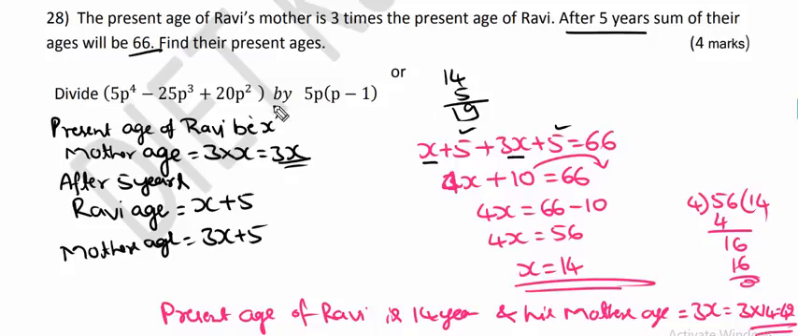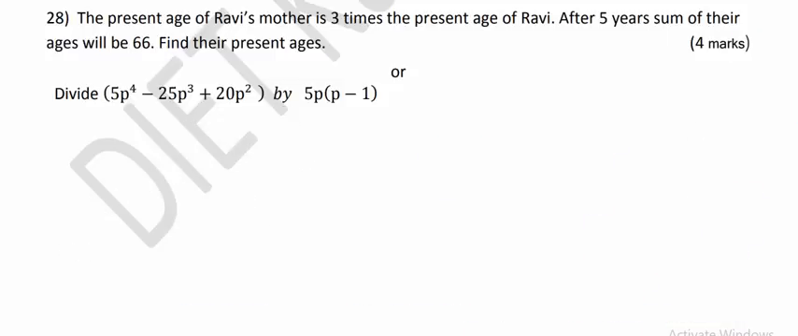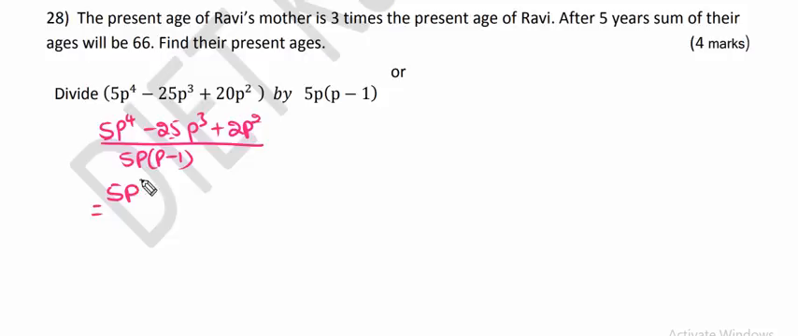Now we move to the next one. We have to divide this by 5p into p minus 1. So I write here how to divide: 5p to the power of 4 minus 25p cube plus 20p square, divided by 5p into p minus 1. Now we factorize the numerator. 5 is common in all of these, p square is also common, so we take 5p square as common.